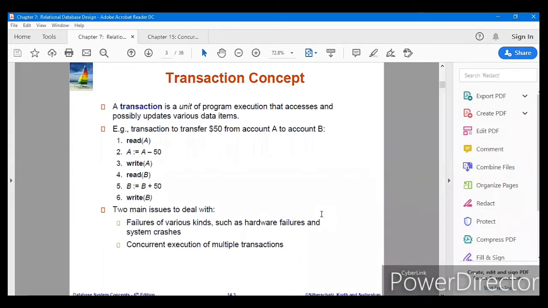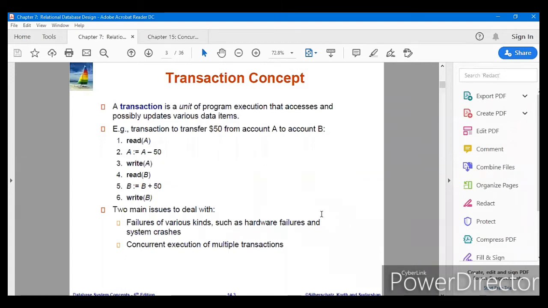Then again, we read the data item, we perform an arithmetic addition operation, that we transfer $50. That means we are adding 50 to the B account, and then again we are saving the data item B. That means we are writing the operation onto the hard disk.